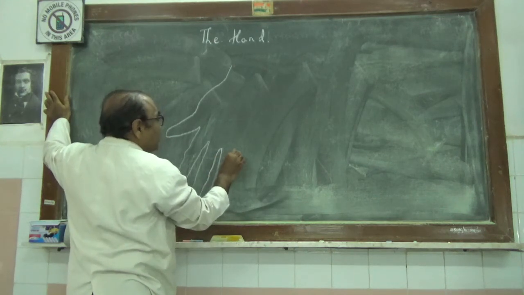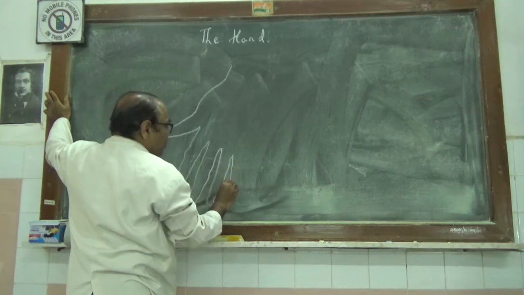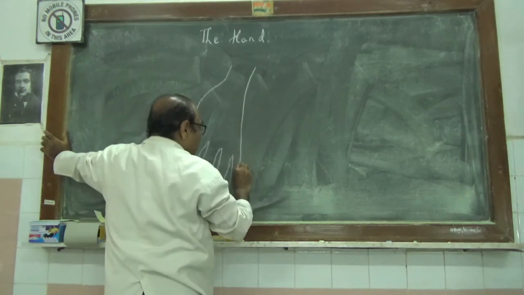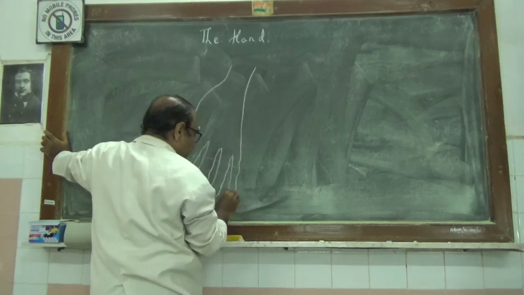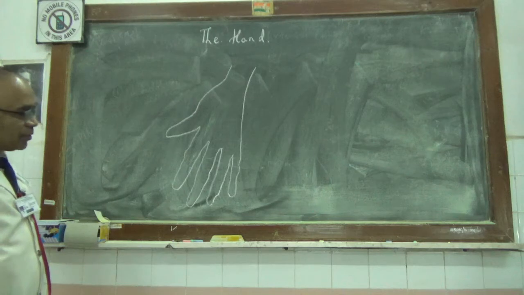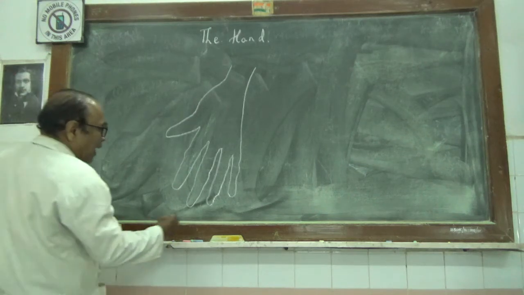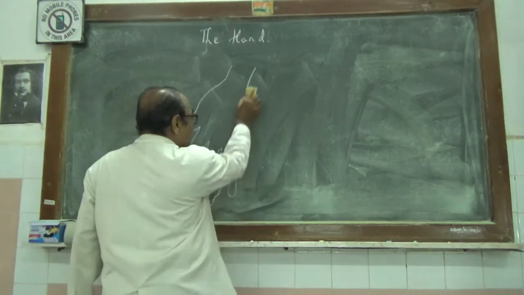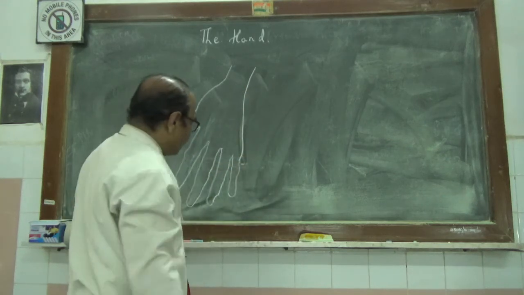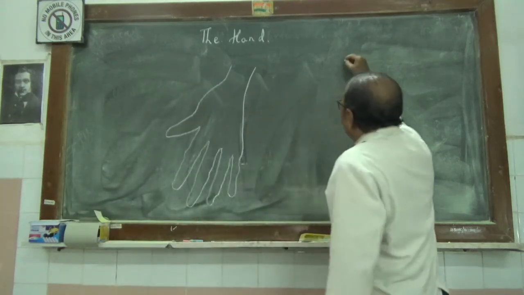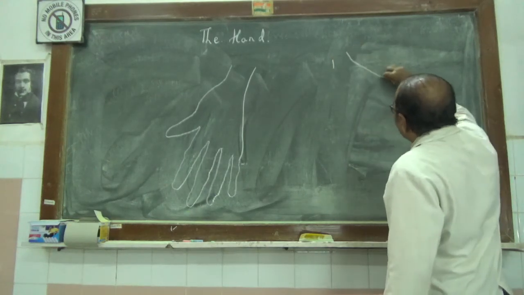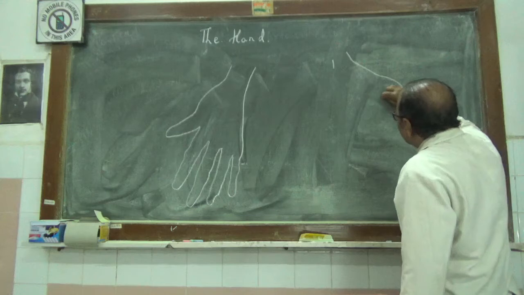Now this hand includes some important things. This is what is said to be the front part, or the anterior view. Now this one is the posterior view of the hand.